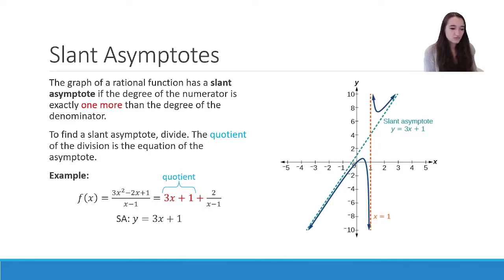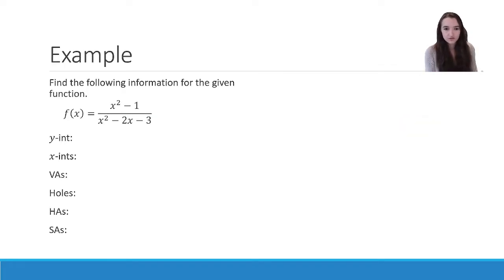Well, that's a little bit of a weird case, but in general, how do I figure out all these facts about my functions? Let's look at a very common type of question you could be asked. Find the following information for f of x equals x squared minus 1 over x squared minus 2x minus 3.